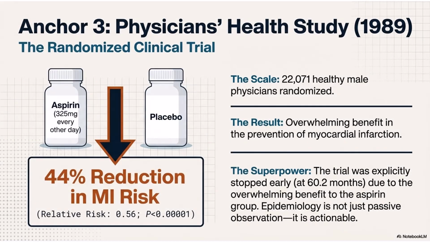All right, now we will move from observation to intervention. Just to recap, Dahl and Hill asked, is smoking associated with lung cancer? Framingham asked, can we predict future heart disease? The Physician's Health Study asked something different. If we intervene, can we change outcomes?